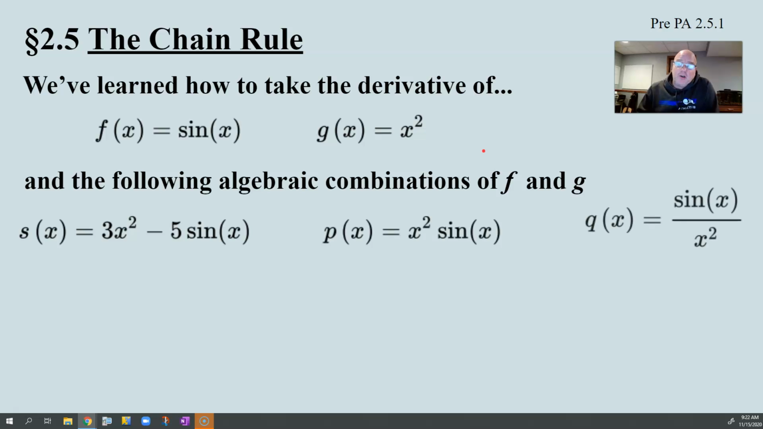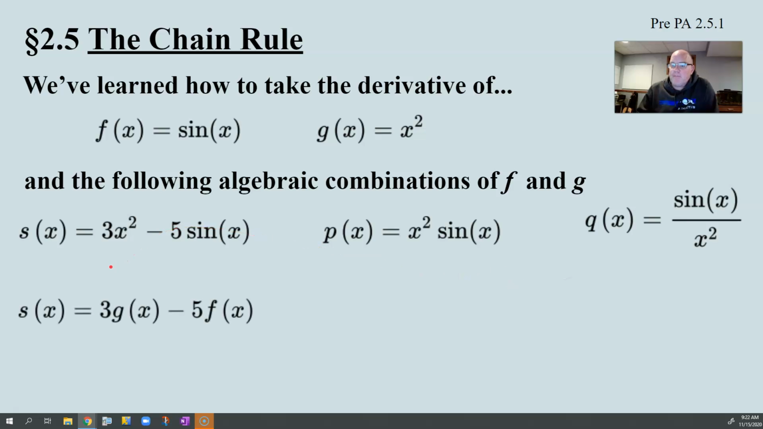And we also know how to take the derivative of combinations of f and g. So for example, if I were to subtract 5 times function f from function g, we can take the derivative of this and find s prime of x. We can take the derivative of the product of g and f using the product rule, and we can take the derivative of f divided by g using the quotient rule.